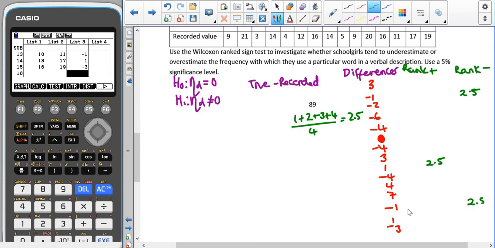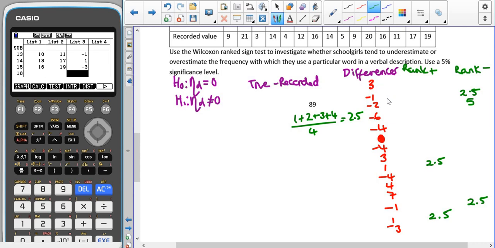-1 goes in the negative column, 1 goes in the positive column. Then 2 is the next biggest one, which is just this one here. 1, 2, 3 and 4 have already gone. So -2 here is going to get the rank of 5 in the minus column. Then 3 is the next one, quite a few 3s.